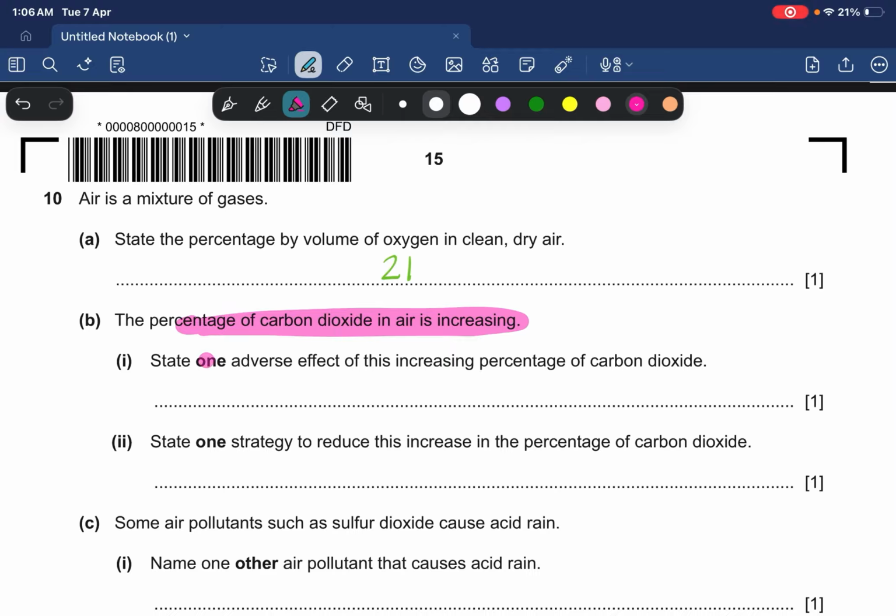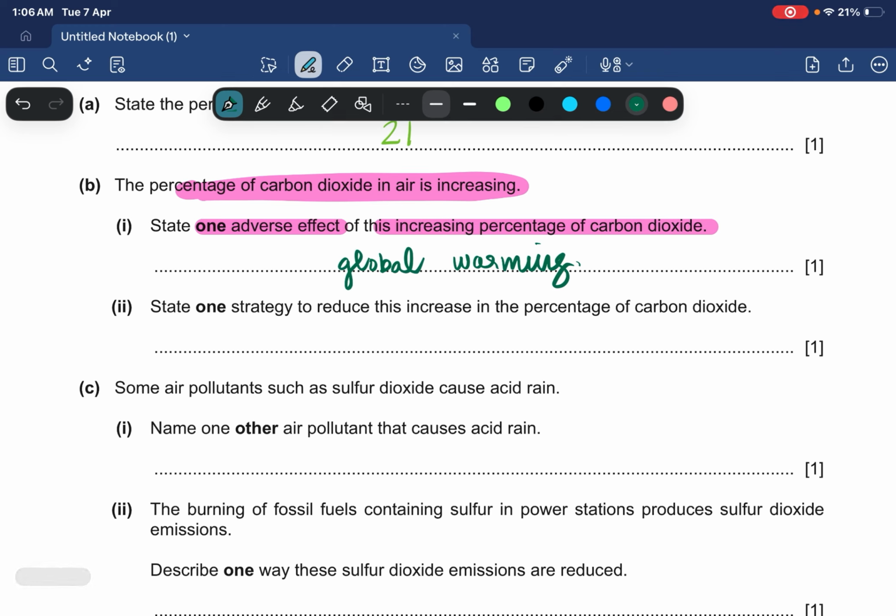State one adverse effect of this increasing percentage of carbon dioxide. Global warming. Carbon dioxide is a greenhouse gas. It absorbs the heat, so it's going to be global warming. State one strategy to reduce this increase in the percentage of carbon dioxide. You plant trees, they're going to absorb the carbon dioxide, so it's called afforestation.